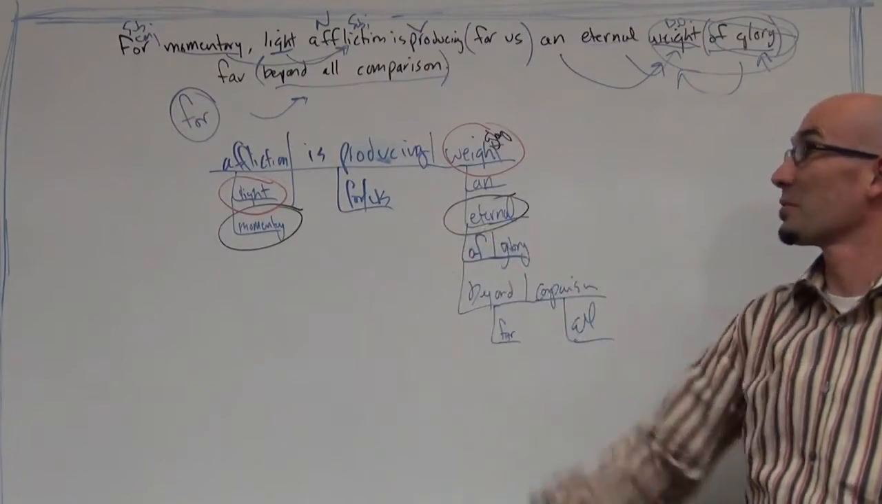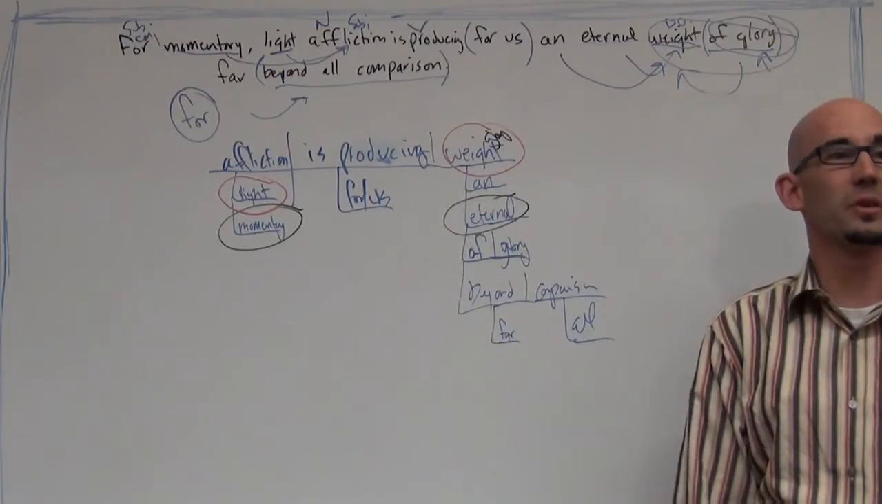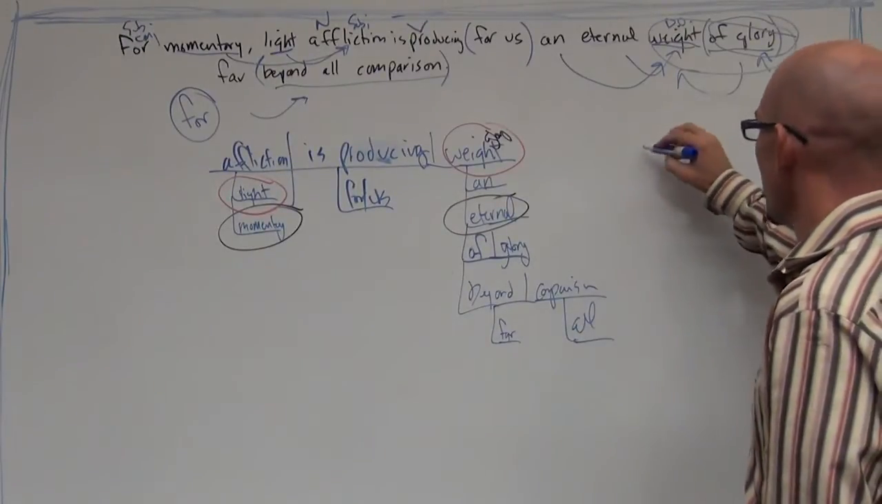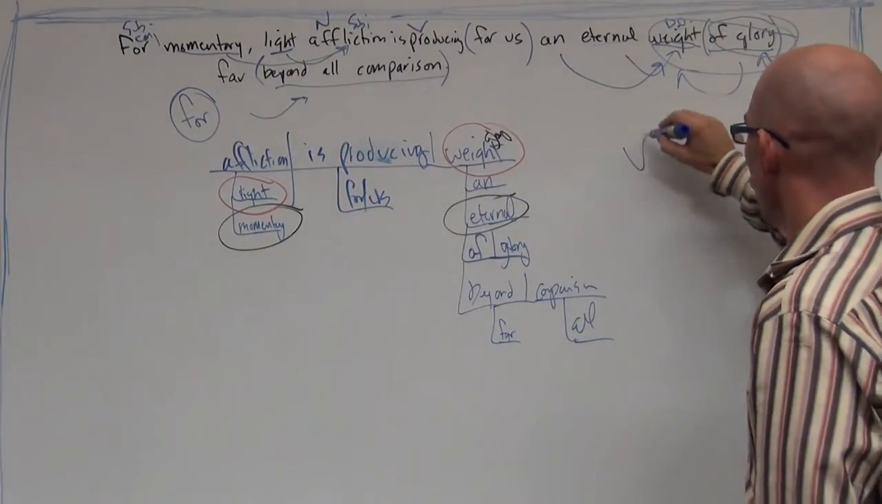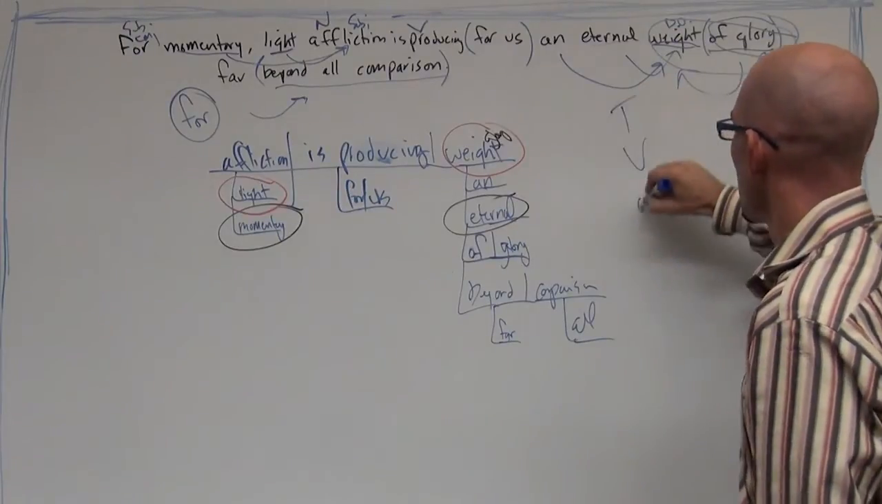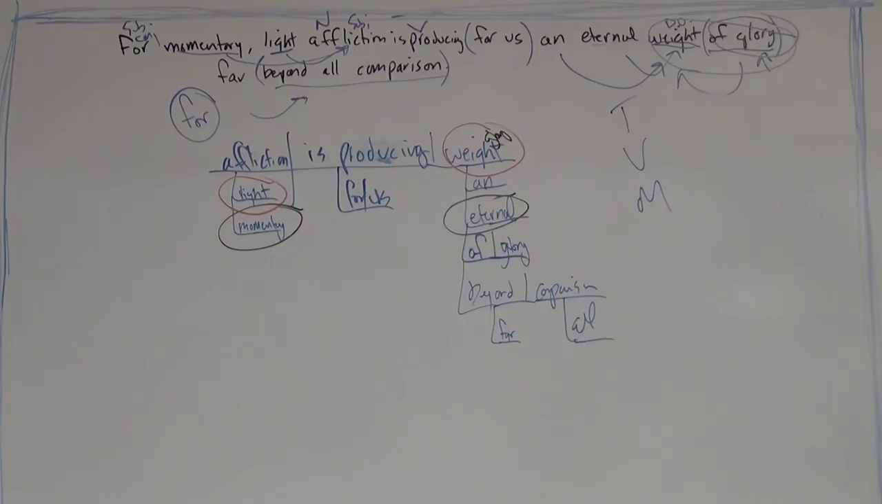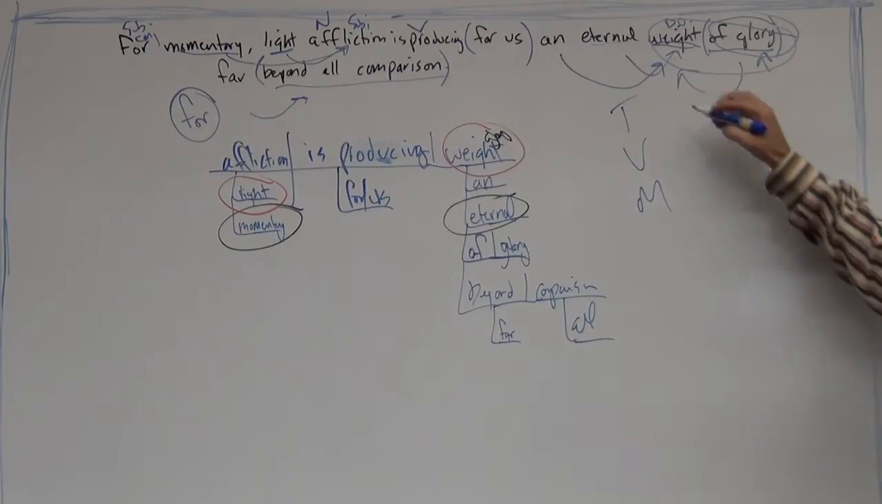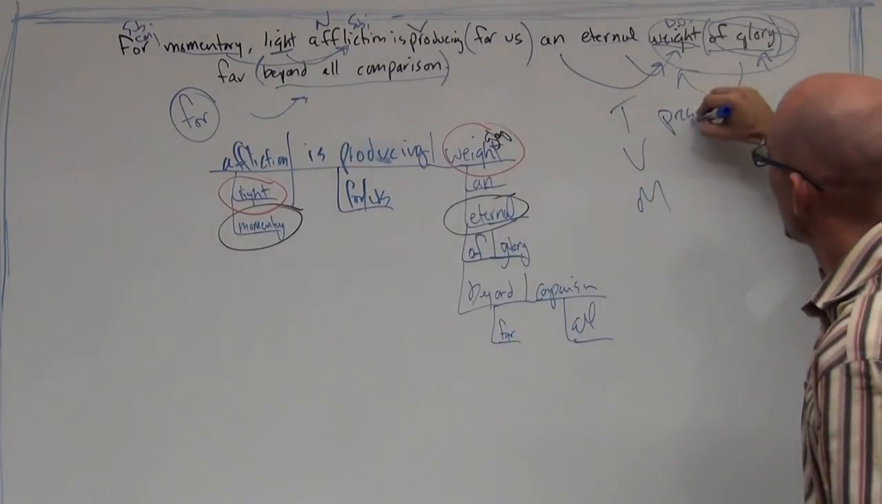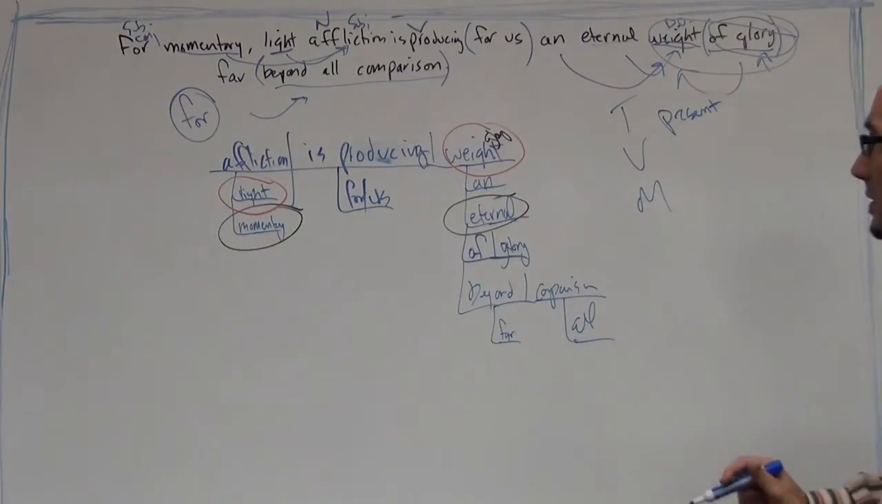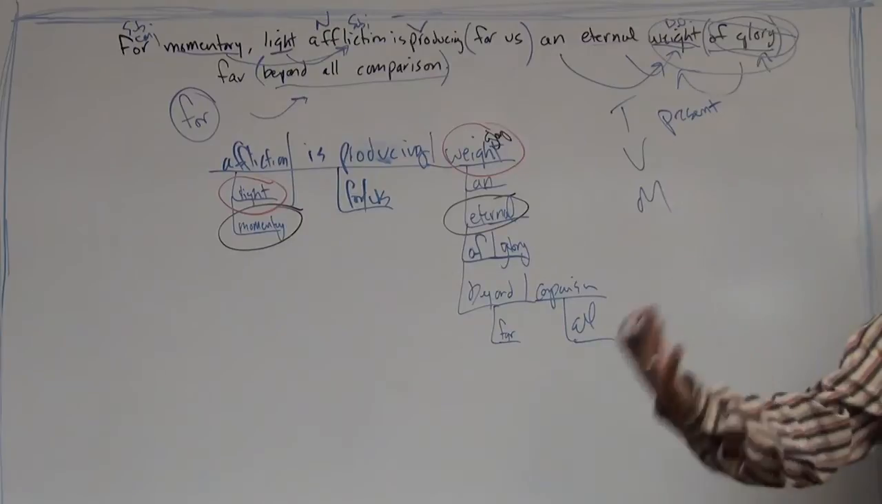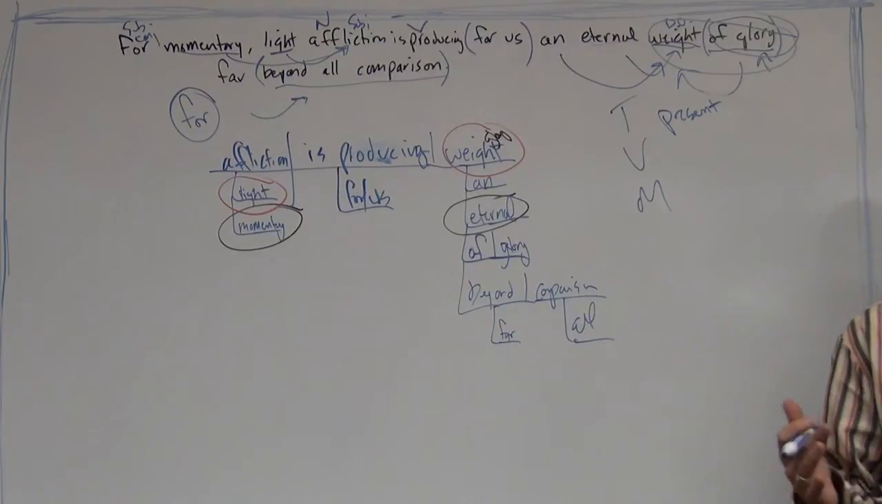But here's a promise from God. Your affliction's doing something for you. By the way, is producing. Let's analyze this verb. Tense, voice, and mood. Present. Perfect. Okay. It's present and it's not perfect. It's just a present. Is producing is the same as produces. Two different ways to say the English present.